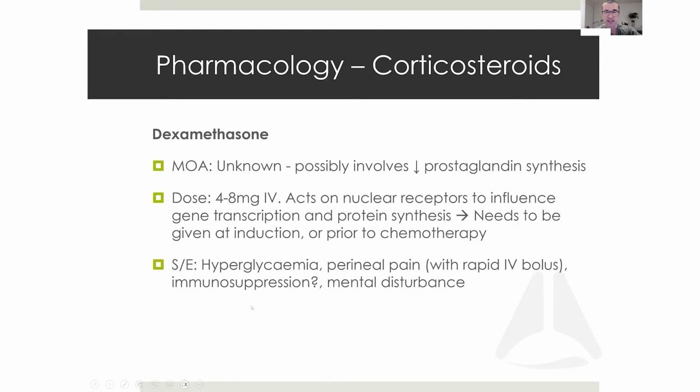Now, side effects wise, the same stuff you'd get with any sort of steroid that you're going to give a patient, like hyperglycemia, perineal pain's a problem if you administer the medication too quickly. And under anesthesia, you see this as an elevated heart rate and an elevated blood pressure. Immunosuppression has typically been something that's been talked about within anesthetics as well. Now, if you look at some of the recent studies, it suggests that the immunosuppression isn't relevant when you use it at antiemetic doses.